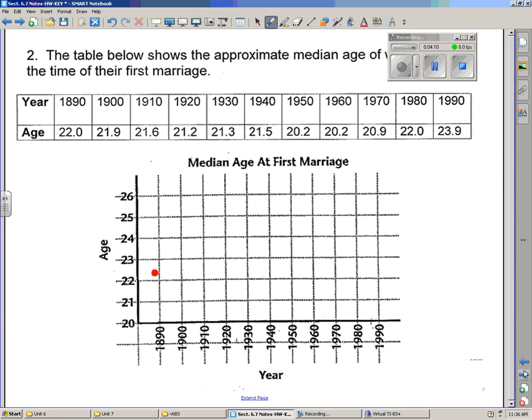At 1900, 21.9 would be more up here. And in 1910, 21.6, a little bit lower. 1920 is 21.2. 1930 is 21.3. 1940 is 21.5. 1950 is 20.2. 1960 was also 20.2. 1970 was 20.9. 1980 was 22. And 1990 was 23.9.